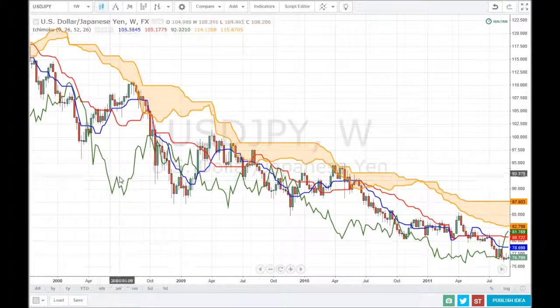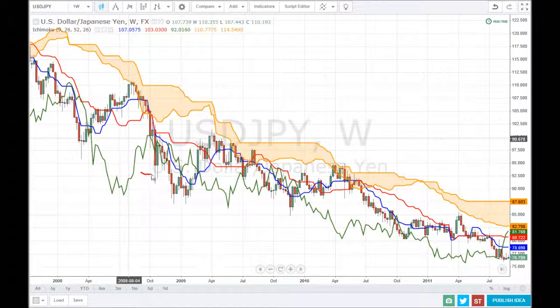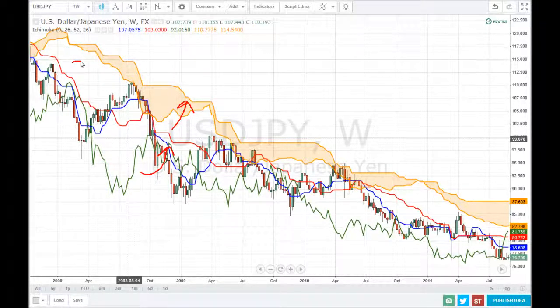Now when this green line clearly breaks the red and blue lines, this can act as a signal that price is going to reverse. It's a bit like a moving average crossover. So when this green line comes from below the blue and red lines and goes above, that's a strong signal to buy. And when the green line is above the red and blue lines and closes below, that's a strong signal to sell.